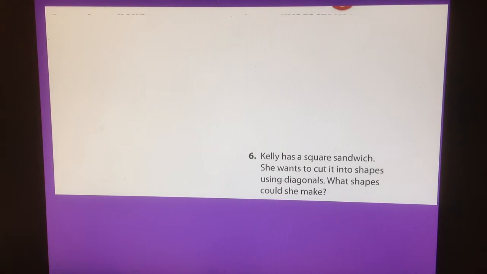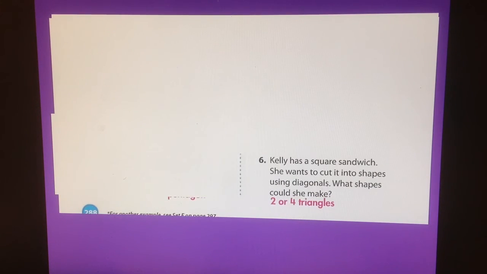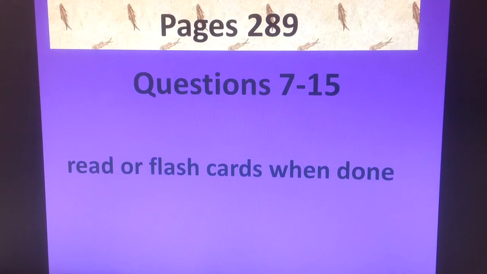Last question. Kelly has a square sandwich. She wants to cut it into shapes using diagonals. What shapes could she make? So picture a square. Think about how you could cut it up with diagonals. She could make 2 triangles or she could make 4 triangles. And that was it for today, questions 7 through 15 on page 289.